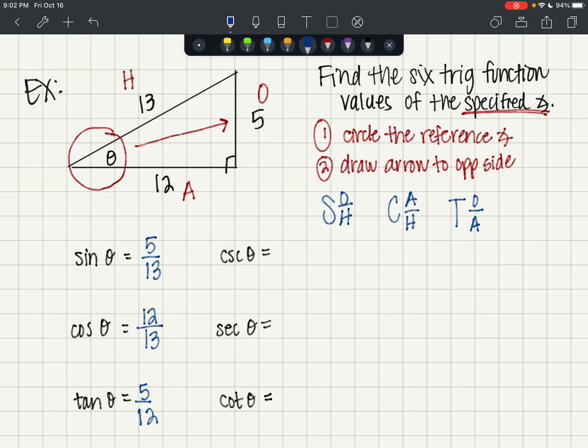Now the cosecant of theta is equal to the hypotenuse over the opposite side. So the hypotenuse is 13, the opposite is 5. And you can see that the cosecant of theta and the sine of theta are reciprocal values. The secant of theta is a reciprocal value of the cosine of theta, so it is 13 over 12. And the cotangent of theta is the reciprocal of the tangent of theta, so it will be 12 over 5.